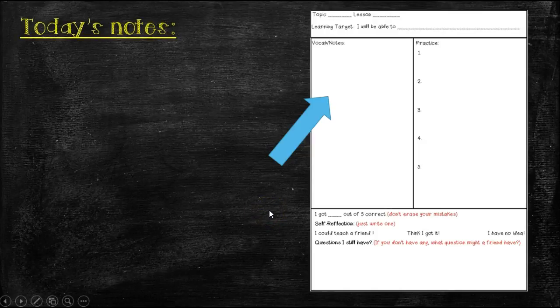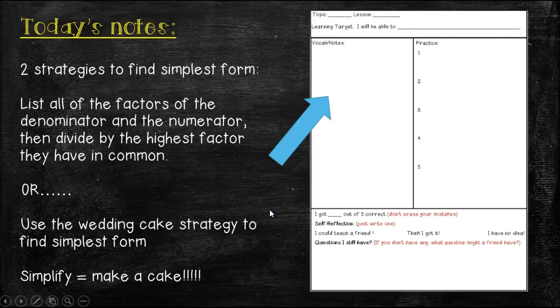Here are some notes for today. Today I'm going to teach you two different strategies to find simplest form. The first one you probably learned last year, and that's where we list all of the factors of the denominator and the numerator, then divide by the highest factor they have in common. Or you can use the wedding cake strategy to find simplest form. You just need to remember, simplify, make a cake. That's something I'm going to teach you today.